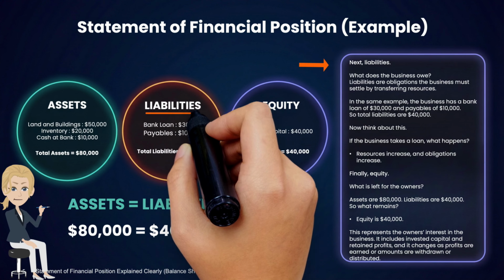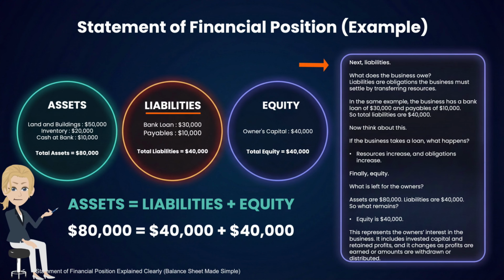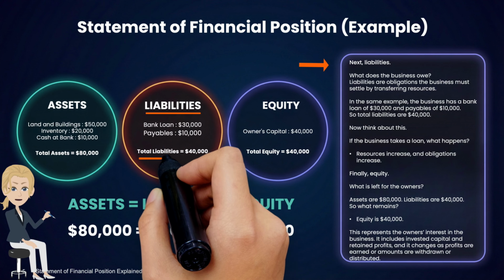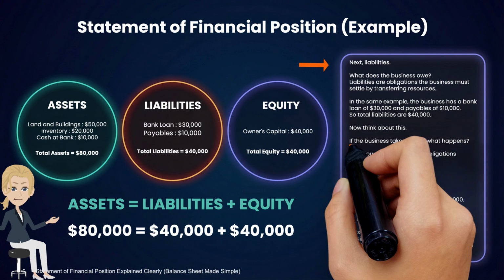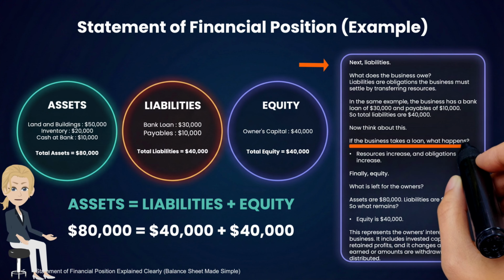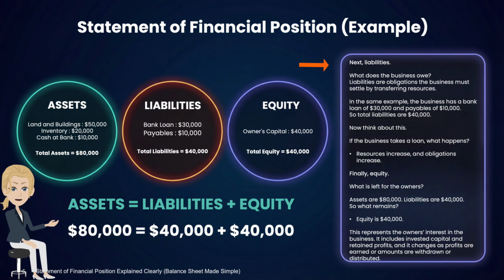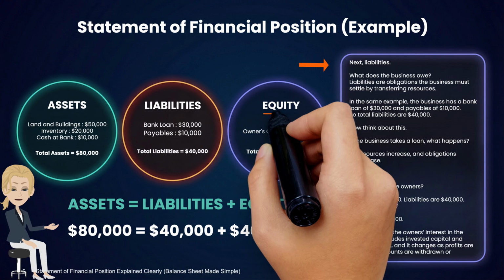Next, liabilities. What does the business owe? Liabilities are obligations the business must settle by transferring resources. In the same example, the business has a bank loan of $30,000 and payables of $10,000. So, total liabilities are $40,000. Now think about this. If the business takes a loan, what happens? Resources increase and obligations increase.